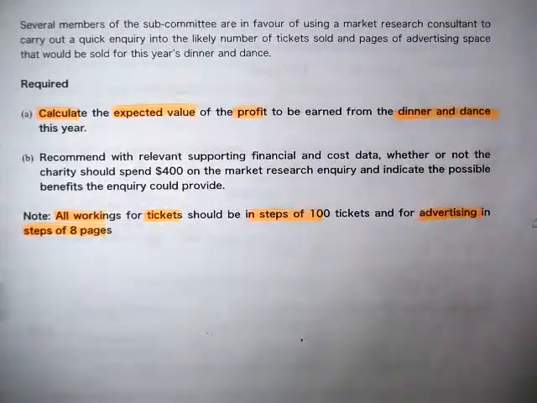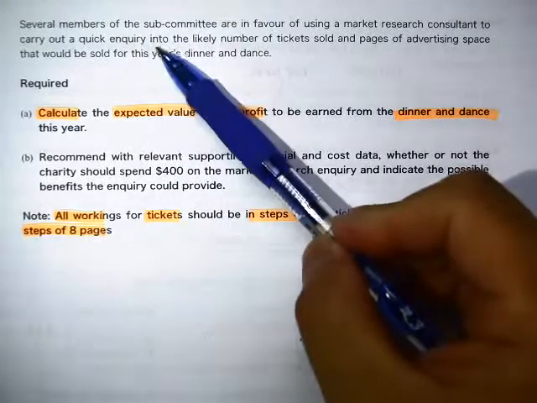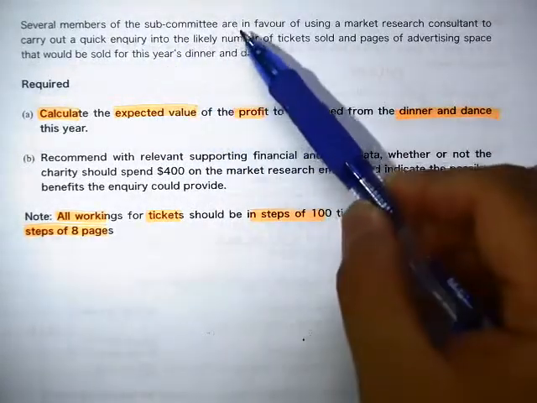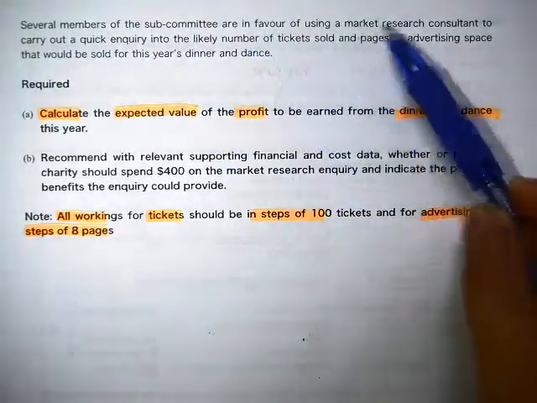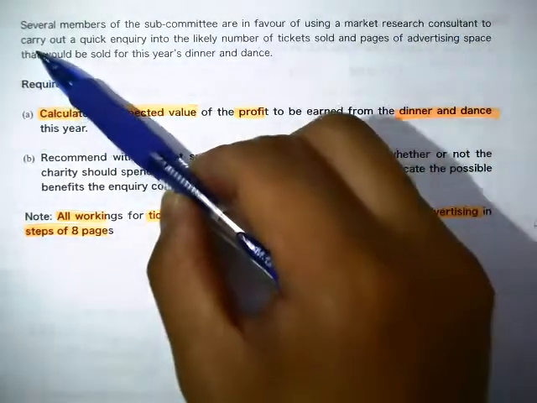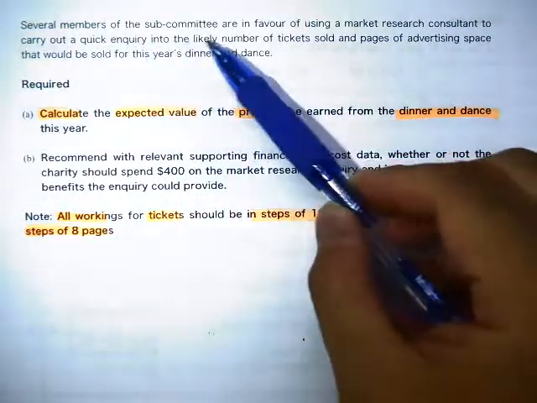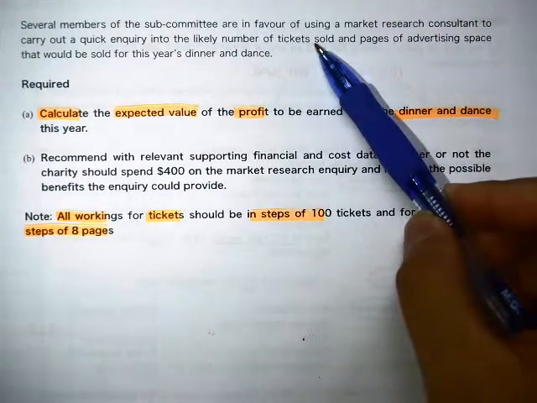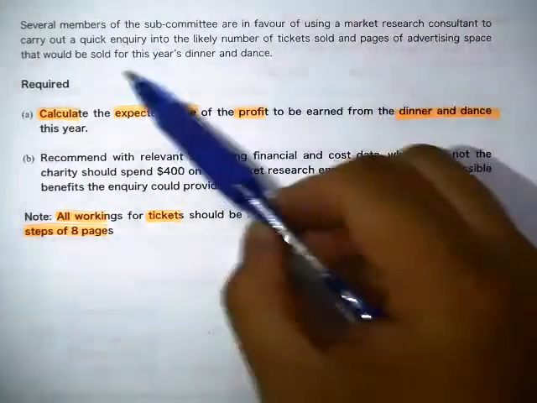Several members of the sub-committees are in favor of using a market research consultant to carry out a quick inquiry into the likely number of tickets sold and pages of advertising that were sold this year during the dinner and dance. Okay, come back to this.